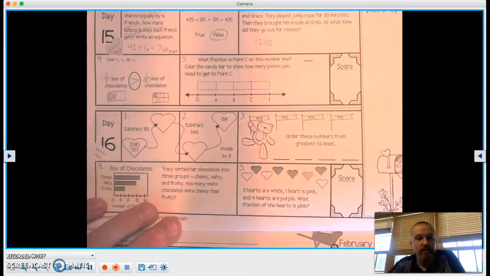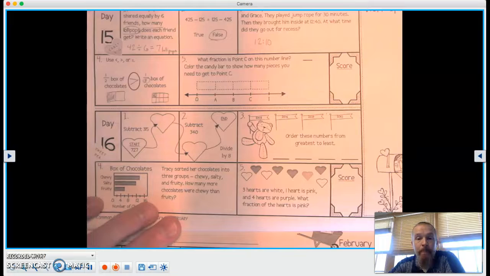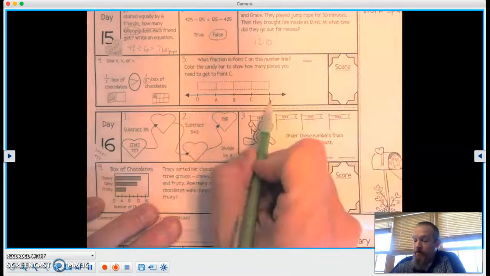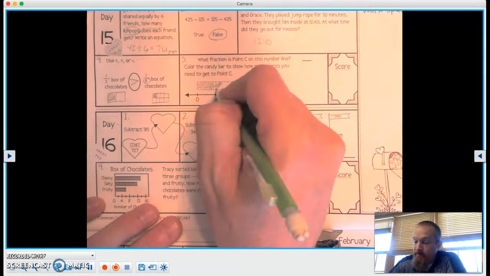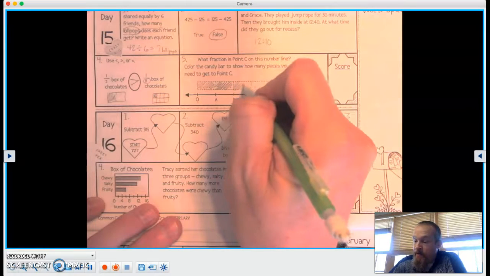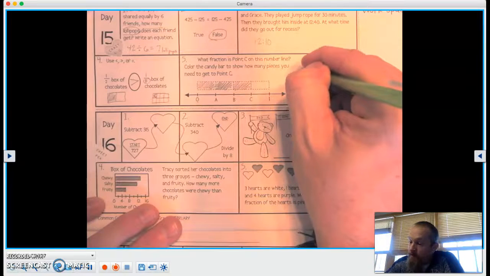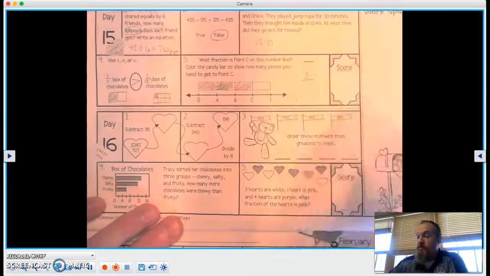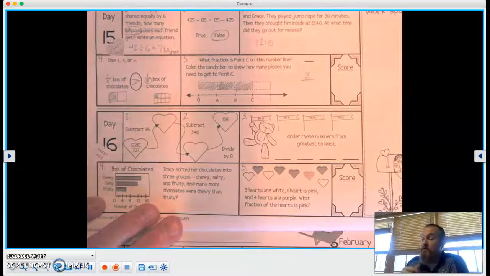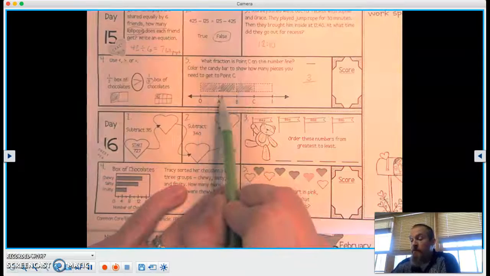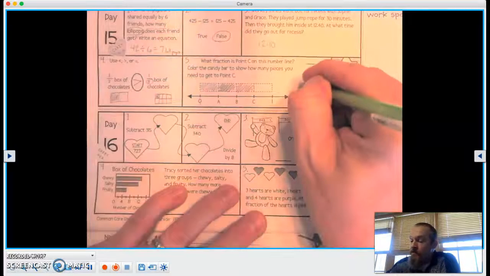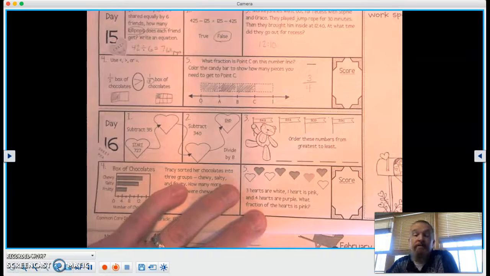Number 5. What fraction is point C on this number line? Color the candy bar to show how many pieces you need to get to point C. Okay? Well, there's 0 and there's 1. So here's 1 piece, here's 2 pieces, and here is 3 pieces. But it's a fraction, because this is 1. Remember, fractions are part of wholes. So, how many pieces are there total to get to the 1? There's 1, 2, 3, 4. So the fraction is 3/4.